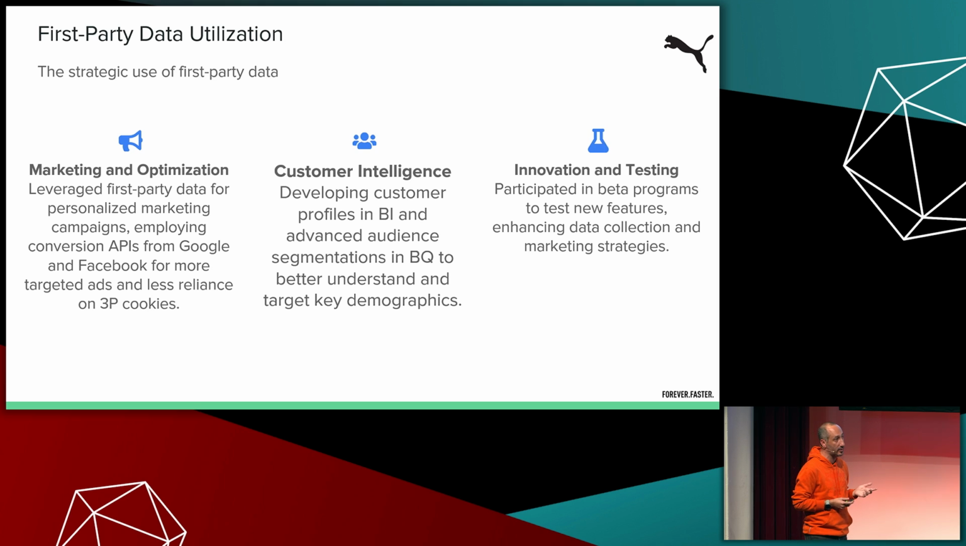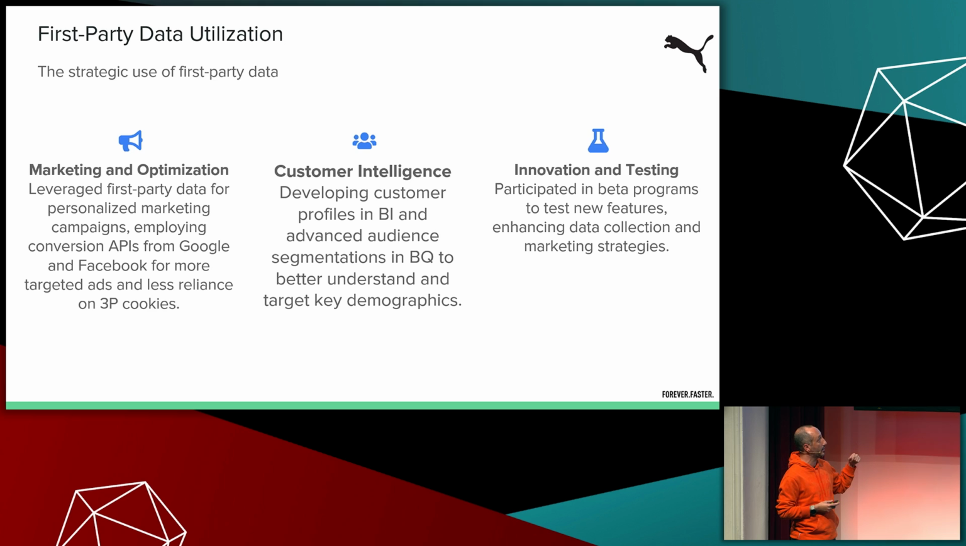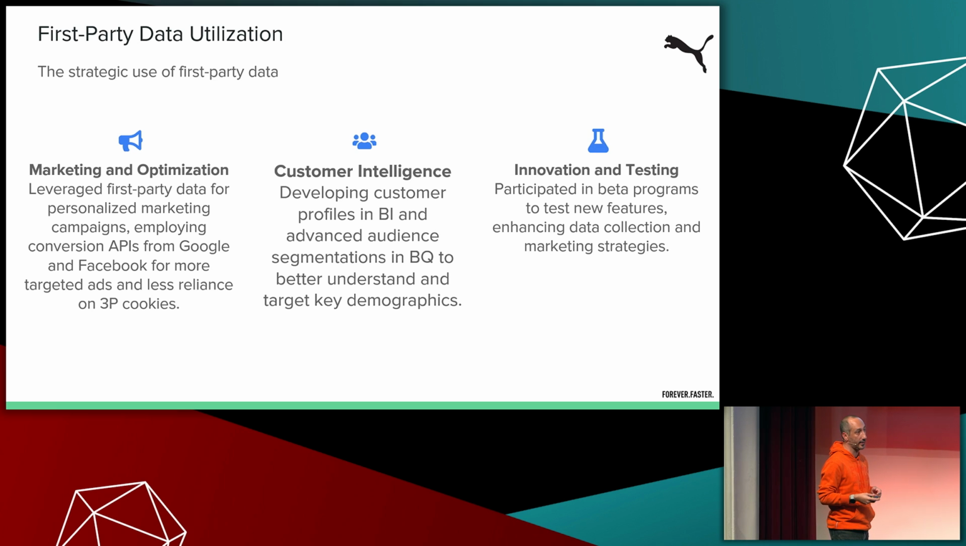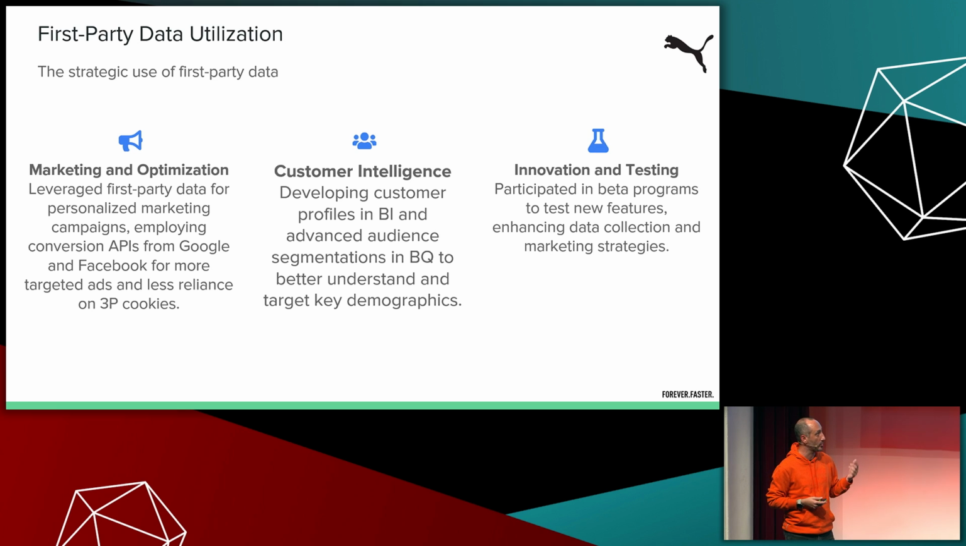For the first-party data utilization, we employ conversion APIs from Google and Facebook, and we are trying to move everything to first-party and then to the server side, using the templates and the different means in server-side GTM. We are developing customer profiles in the BI using this first-party data as part of the input. And obviously, we are participating in all the beta programs that we can get our hands on. One of them being the BQML advanced audiences, for instance, and another is user-provided data, so on and so forth.